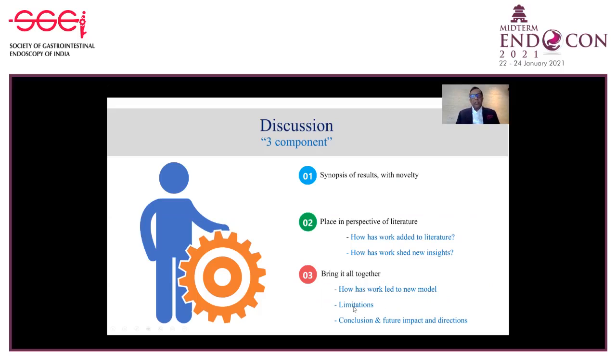It's very important to mention the limitations of your study rather than the reviewer or the editorial board pointing out the limitations. It's best to mention your limitations in your discussion itself. And finally, conclude with a realistic conclusion with future impact and directions, if any.